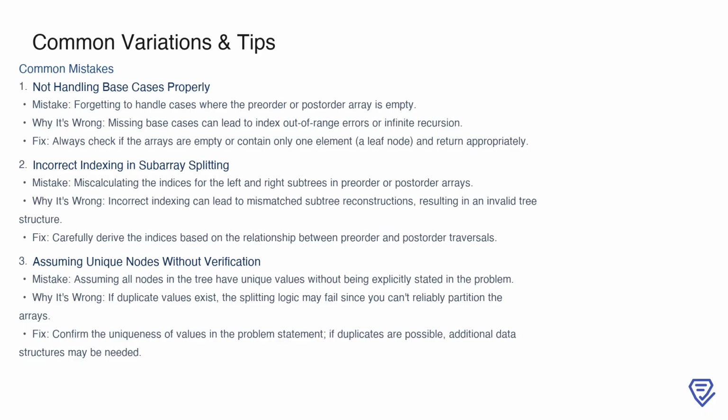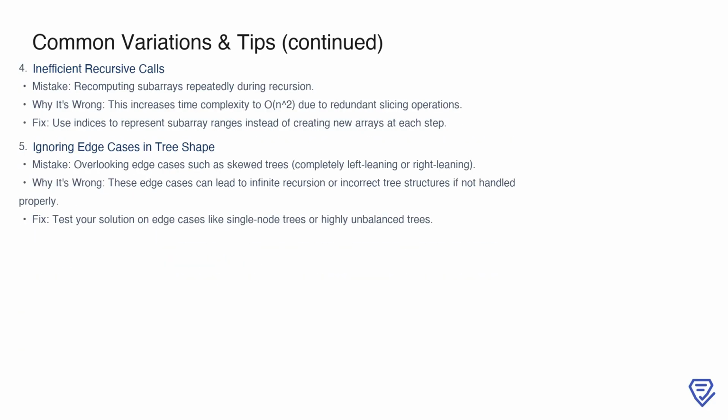Lastly, assuming that all nodes have unique values without verifying this in the problem statement can cause issues. If duplicates exist, your splitting logic may fail because you can't reliably partition the arrays. Always confirm whether the problem guarantees unique values, and if duplicates are possible, you may need additional data structures to handle them properly. Now, let's look at two more common pitfalls.